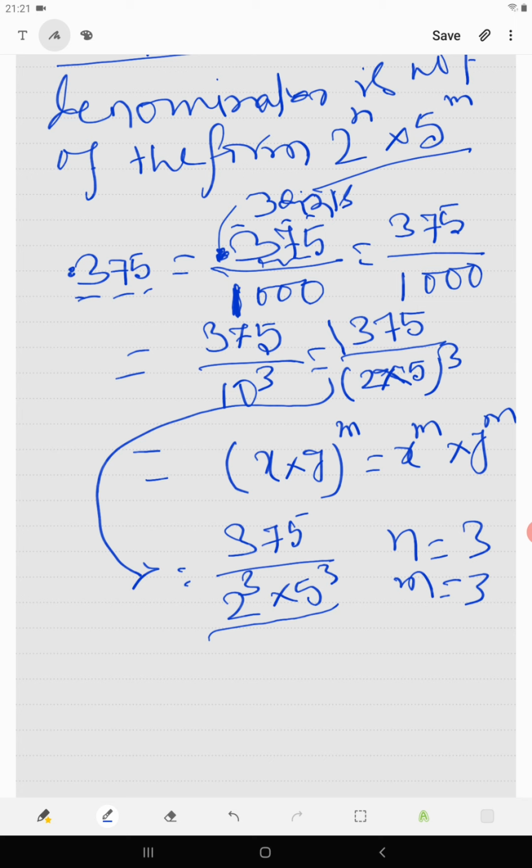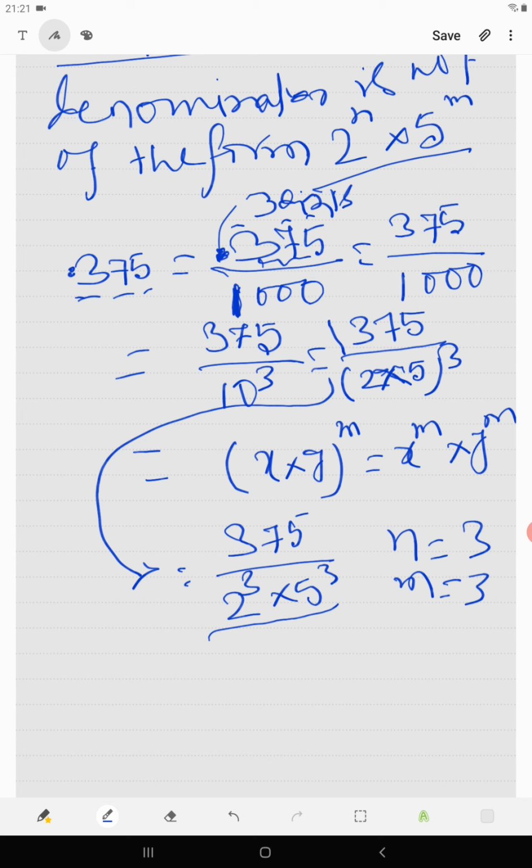So you understood how to convert a point number to a fraction. This is very important. For the point, 1 will come, and after the point, how many digits are there? That many 0s will be put on the 1. This is a very important thing.